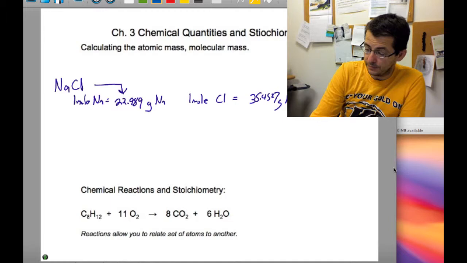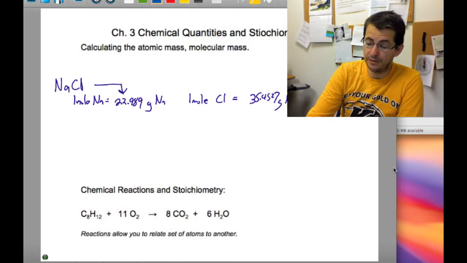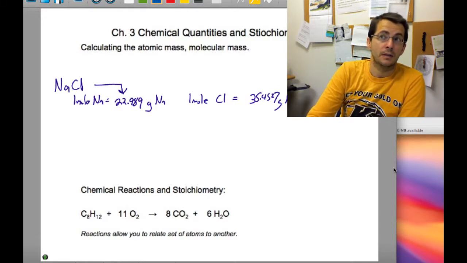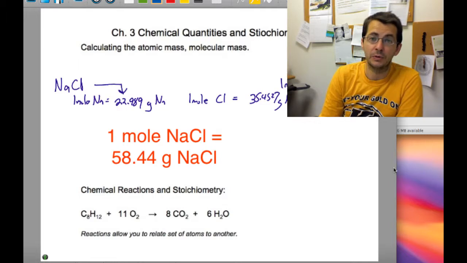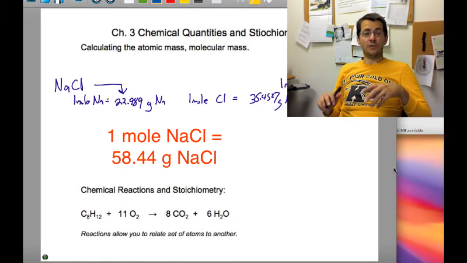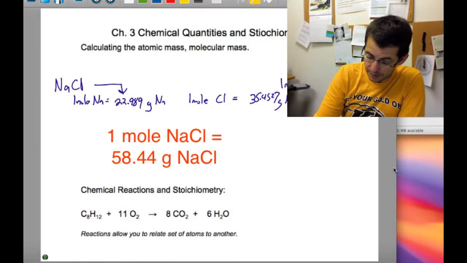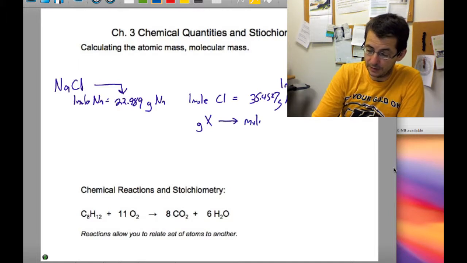So, this means that the total mass of 1 NaCl molecule would be 58.44 AMU, but 1 mole of NaCl would be equal to 58.4 grams of NaCl. What this does is allow us to convert from grams of any compound into the mole of that compound using the molecular weight.